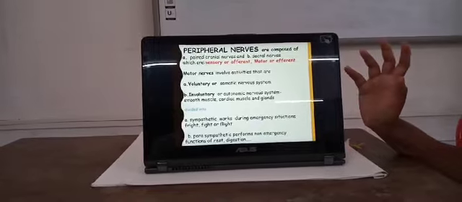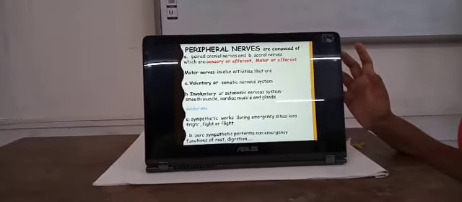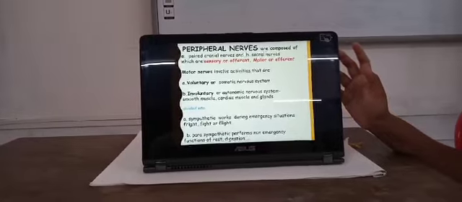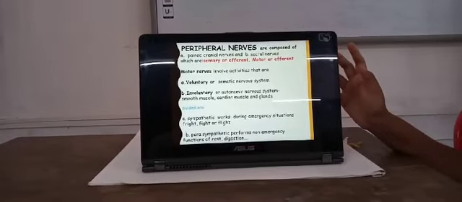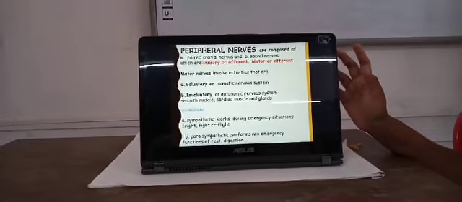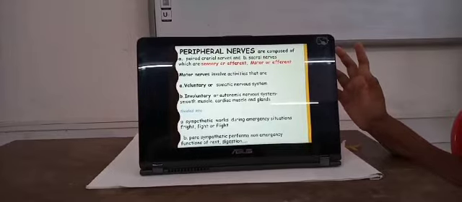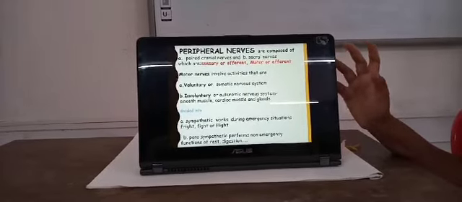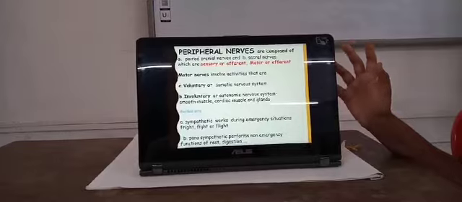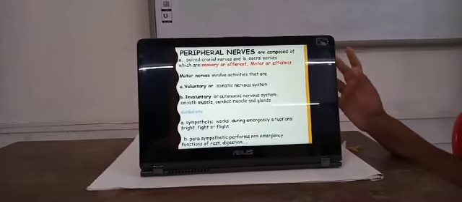One is the paired cranial nerves. There are 12 pairs of cranial nerves which help in very important functions of the body, which we are not going to learn now. We are going to learn in the later classes. Then we have the sacral nerves. So from the name itself you can understand the cranial nerves are those that come out of the brain, and the sacral nerves are those that come out of the spinal cord.